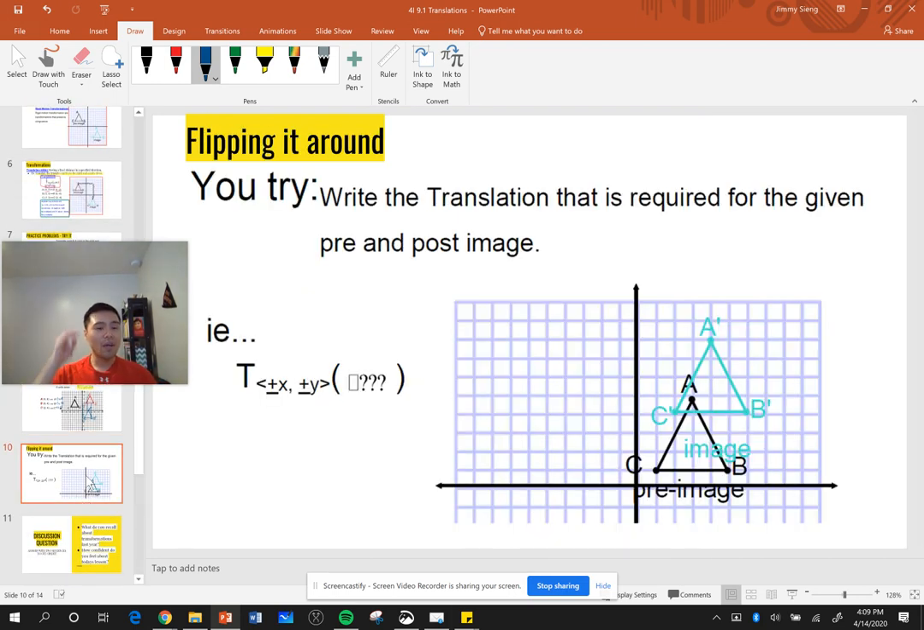So instead of doing the translation with the shape, I'm going to try to write the notation for the translation of the shape, okay? So let's look at this. So I can see that I have the pre-image and the image, all right? I'm going to take the pre-image and then compare it to the image of it. In this case, it's in light blue. So I can see A's right here, and this we can call triangle ABC.